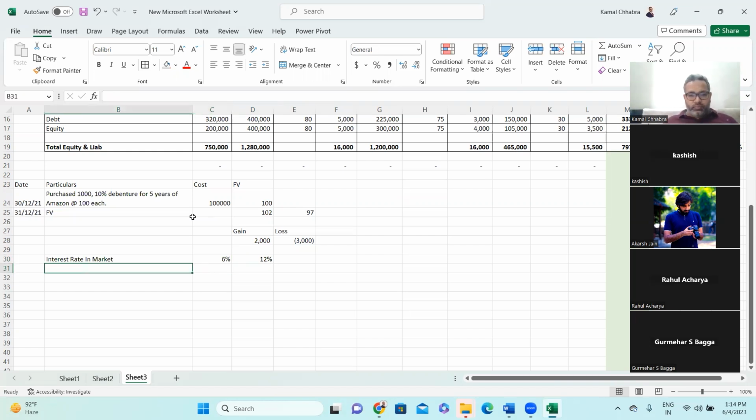The market is 6% and we are giving 12%. No, we won't be charging a premium. Huh? We are giving 10%. Yes, we will be charging. We are giving more interest than the market.